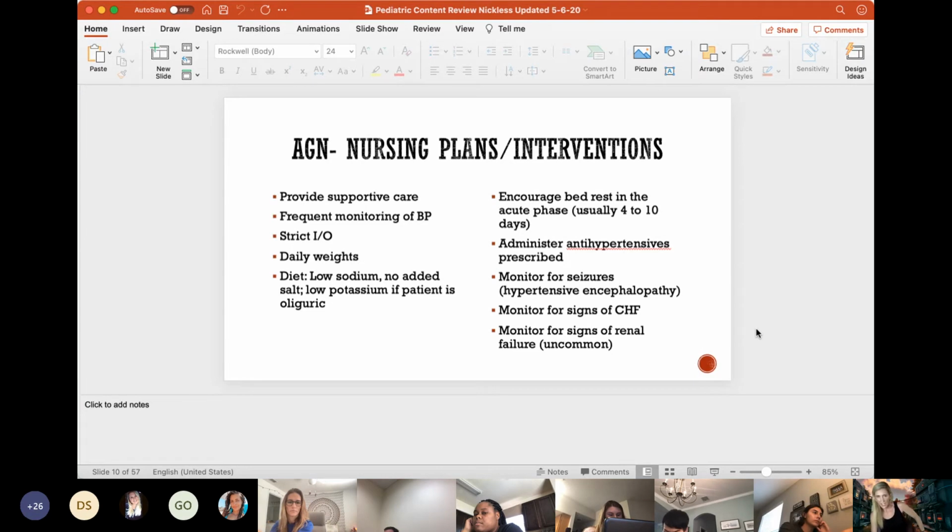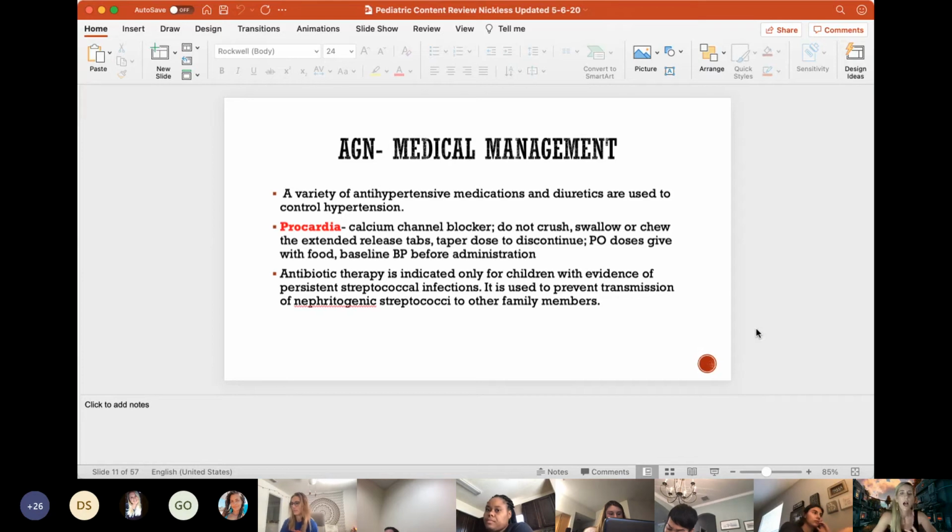Steroids for AGN are going to be more late stage when the antibiotics aren't working. Alrighty, but we will be using the diuretics and antihypertensives. Procardia is one that we will sometimes use. It's a calcium channel blocker, but remember with these, we can't cut it. It's kind of hard to give. But obviously our biggest thing is if it's a strep, we're going to treat it with antibiotics. Okay.